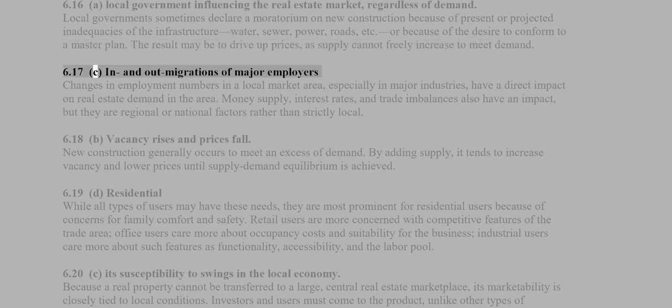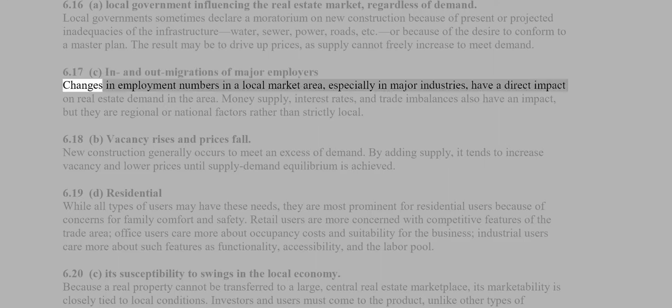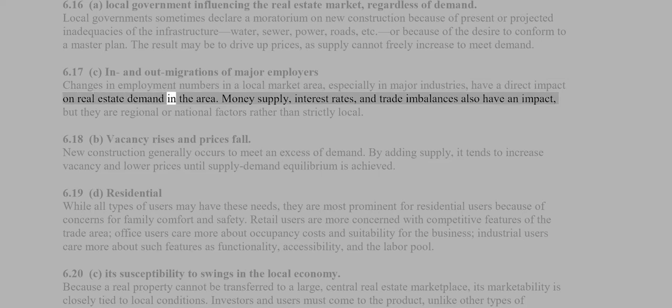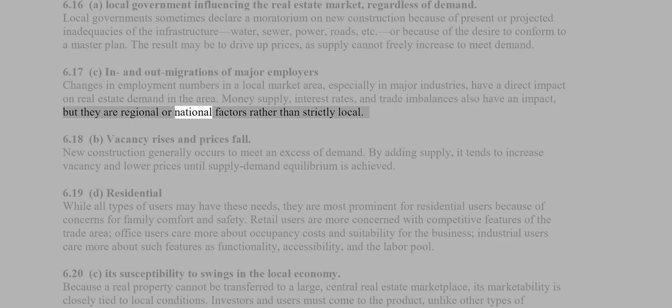6.17 C. In and out migrations of major employers. Changes in employment numbers in a local market area, especially in major industries, have a direct impact on real estate demand in the area. Money supply, interest rates, and trade imbalances also have an impact, but they are regional or national factors rather than strictly local.